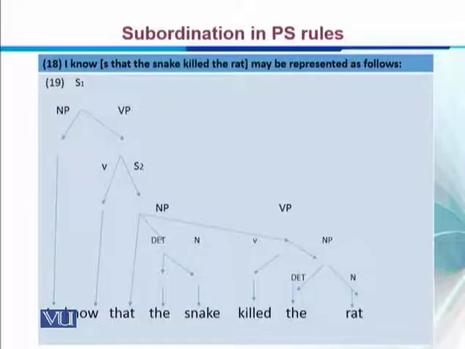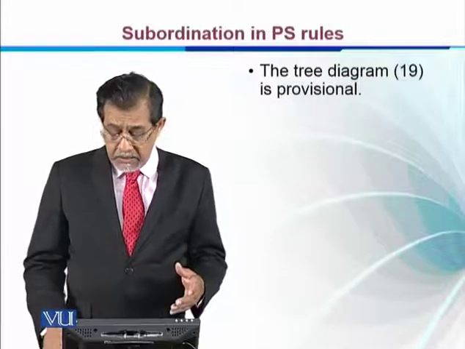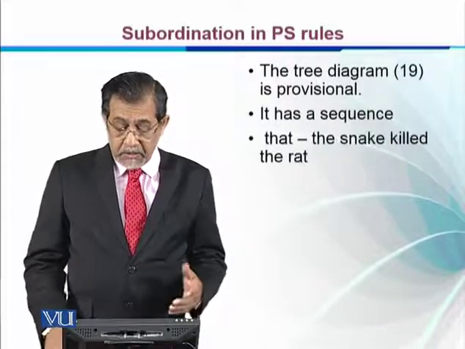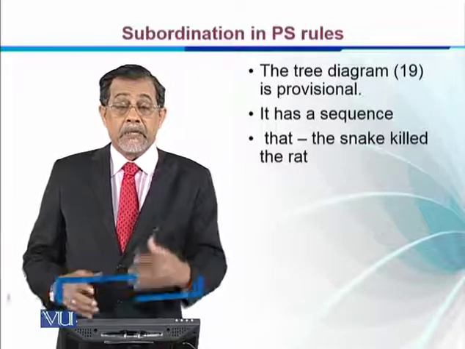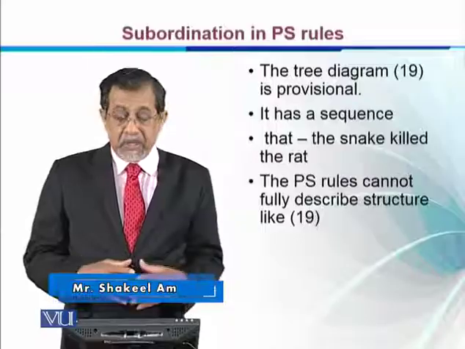So we can see that sentence 1 dominates NP and VP, and VP immediately dominates V and sentence 2, right? So this is how we can understand how clauses are dominated, especially the dependent clauses. The tree diagram shows that "the snake killed the rat" is a subordinate clause. The PS rule cannot fully describe this.